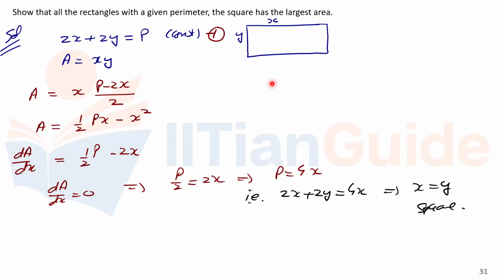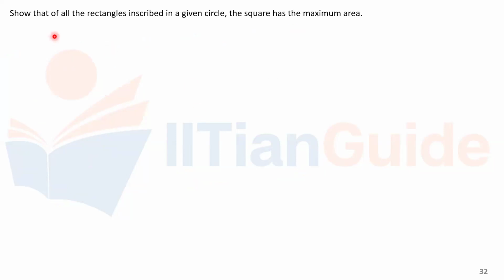No problem. Can I move? Okay. Now we have the next question. Show that all the rectangles described in a given circle, circle is given to us, that means a center or radius, whatever we have, that is given to us. That is constant. The square has the maximum area.